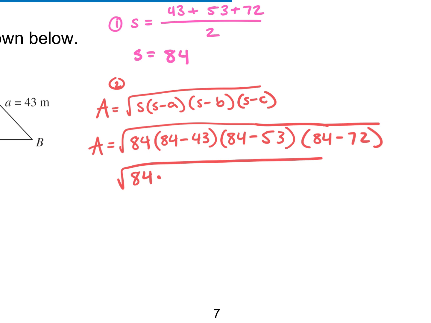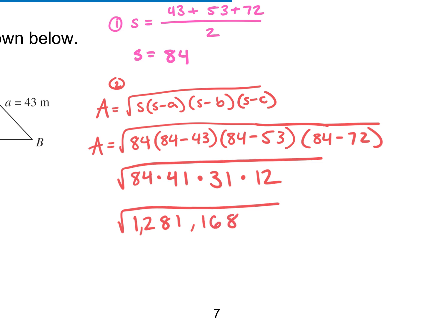So 84 minus 43 would be 41. 84 minus 53 is 31. And 84 minus 72 is 12. So I have 84 times 41 times 31 times 12. Same thing. You could put it all in the calculator from the start. Up to you. Depends on how you want to do it. So 84 times 41 times 31 times 12. We get the square root of a really big number, 1,281,168. Next thing we need to do is take the square root of that.